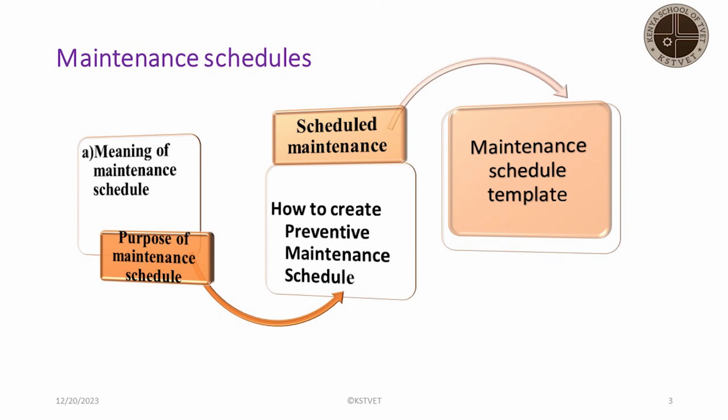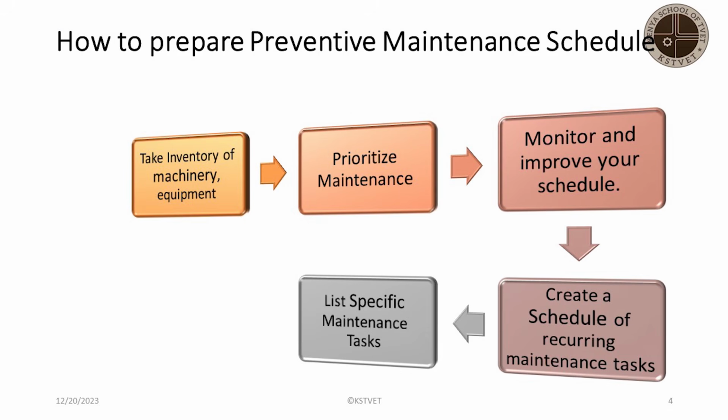An example of a scheduled maintenance occurring at repeating intervals is changing a bearing on a conveyor belt every 30 days or inspecting the condition of a motor every 90 days. Learner, how do we create a preventive maintenance schedule of a machine? Let's go through it together.